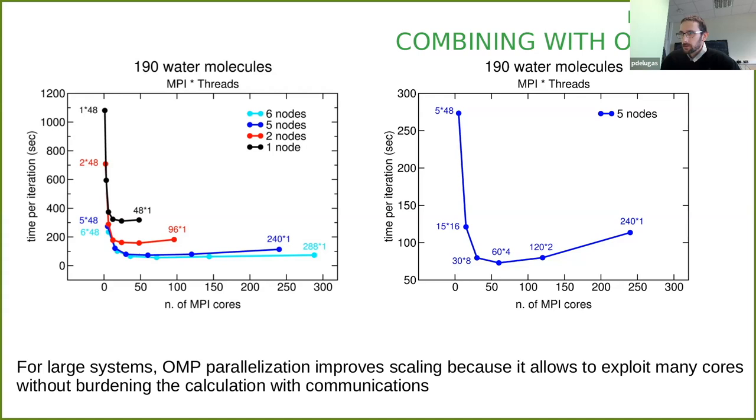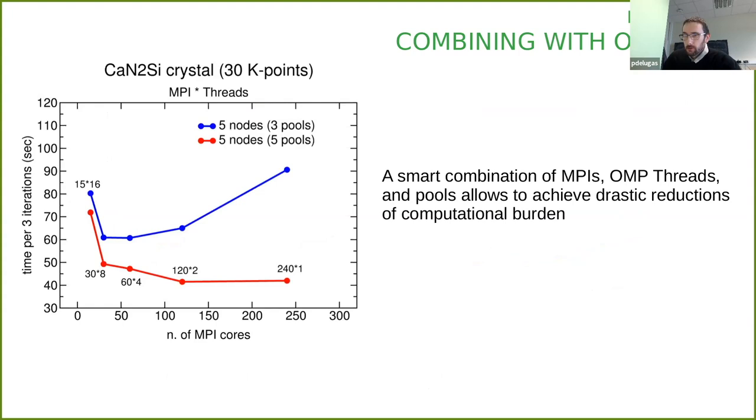Okay. So just one thing again about the nodes parallelization, so the MPI scheme. Here we see, let's say, a special case. We have 5 nodes, and 30 K points. So basically, we should think that three pools is the best configuration for our system, because we have 30 K points. We can just split the K points into 3 sets of 10 points, and everything should work. So we should have 3 pools which work well on the MPI level.